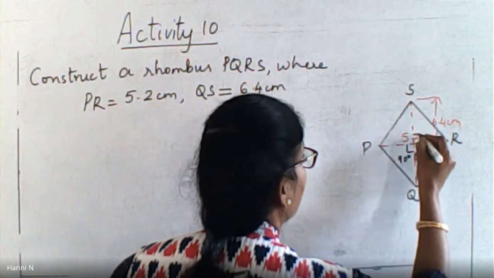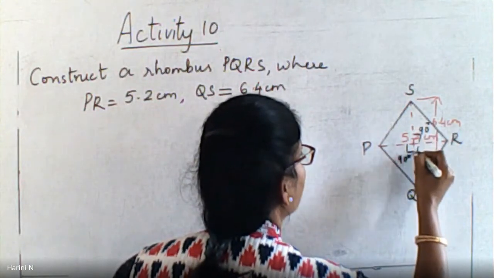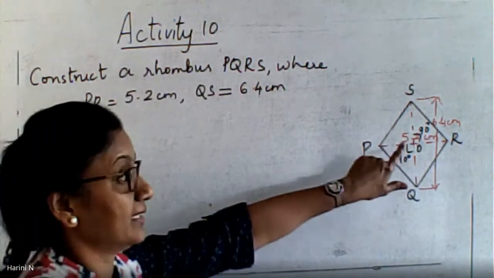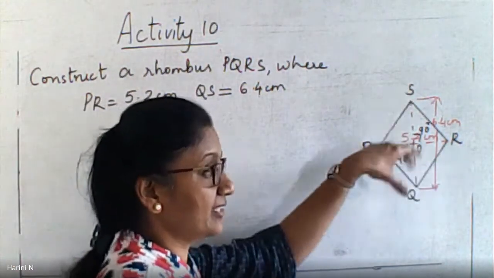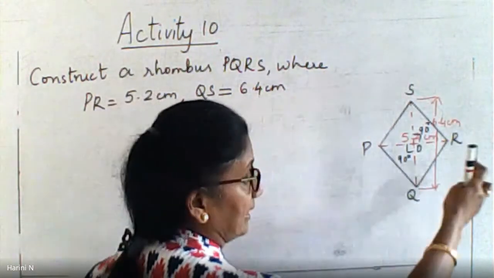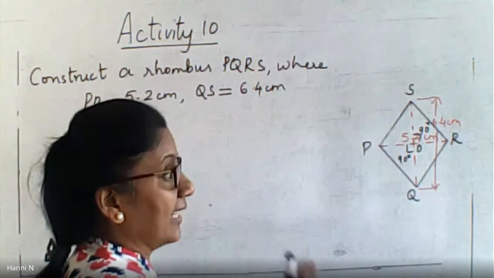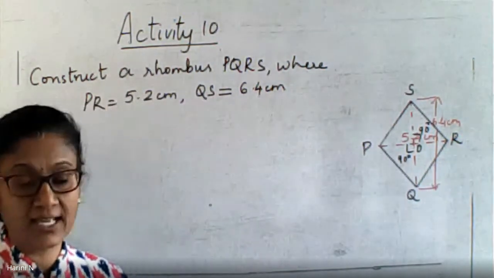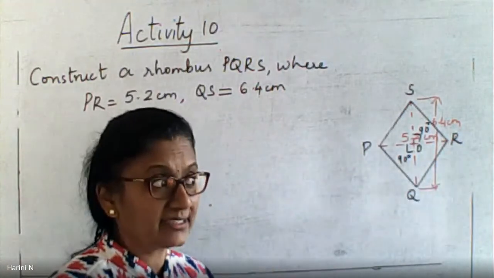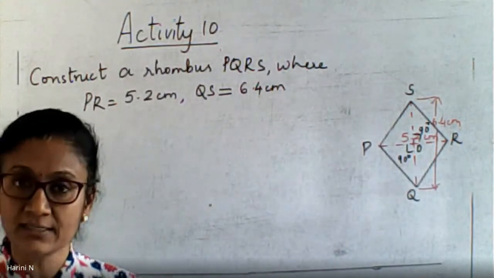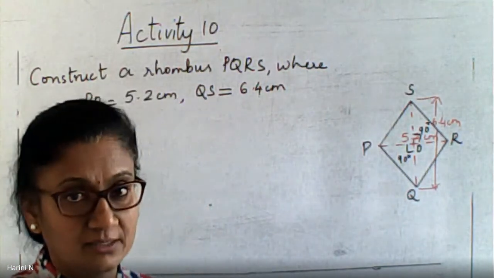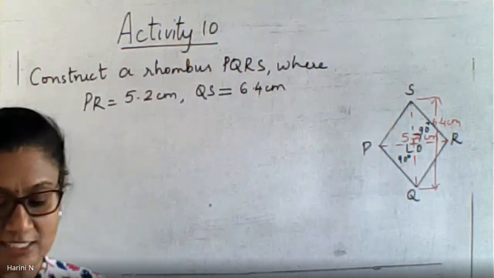That means the angle formed between these diagonals will definitely be equal to 90 degrees and they will be bisecting each other. PR will bisect SQ and SQ will bisect PR. PR will cut SQ into 2 equal parts and SQ will cut PR into 2 equal parts. So these are the two major properties that we shall be using to construct the rhombus. So what we are going to do, I will quickly tell you roughly first.